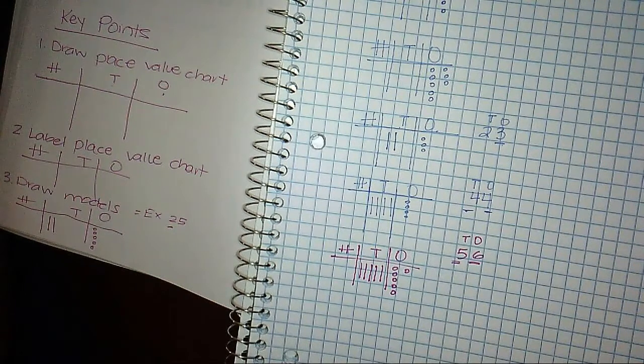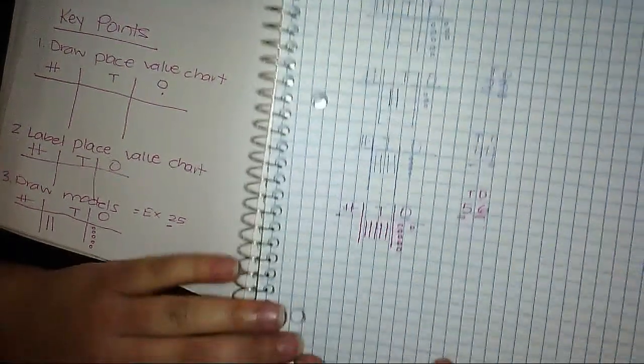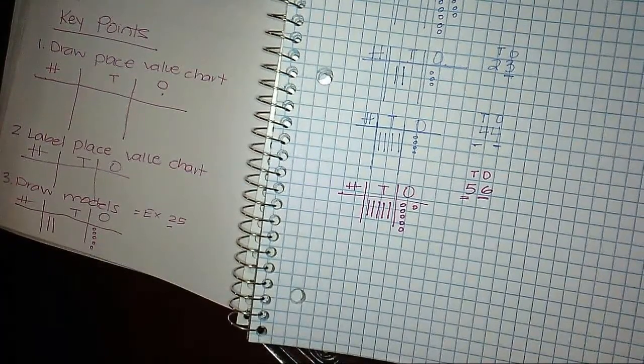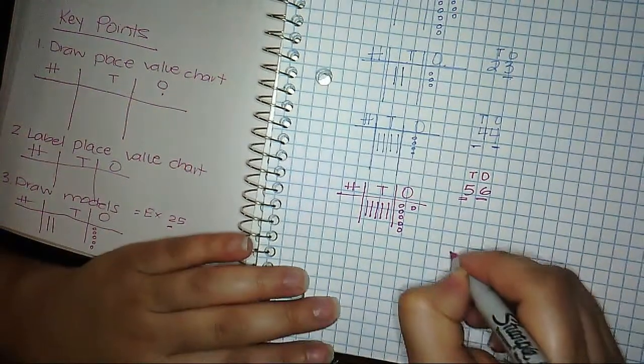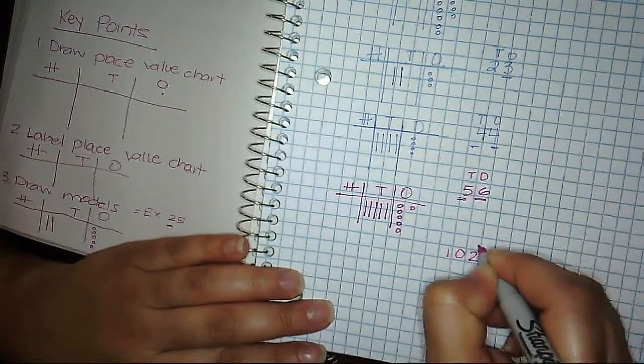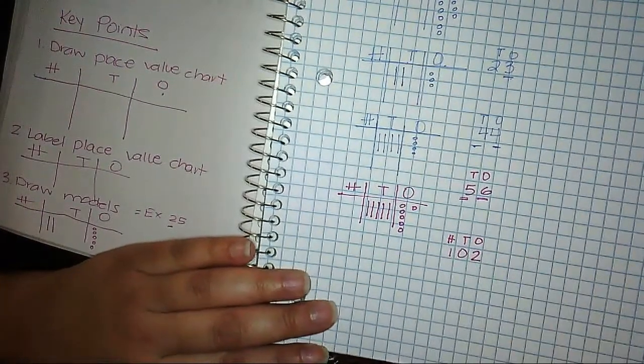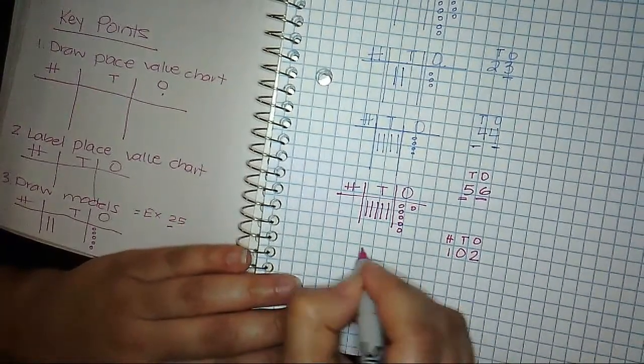Now that we already know how to do ones and tens, we're going to move on to the next unit, boys and girls, which is hundreds. I want to show you how we draw the number. So the number that I want to show you is the number 102. These are the ones, these are the tens, and these are the hundreds. So first step, let's draw the place value chart.